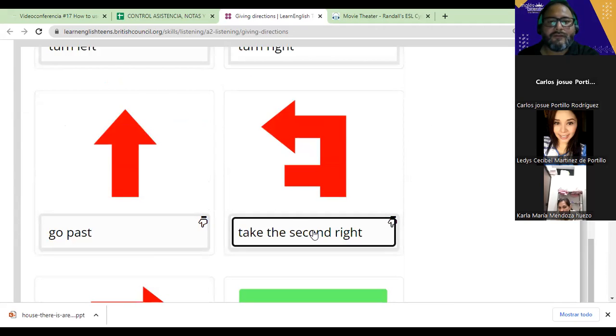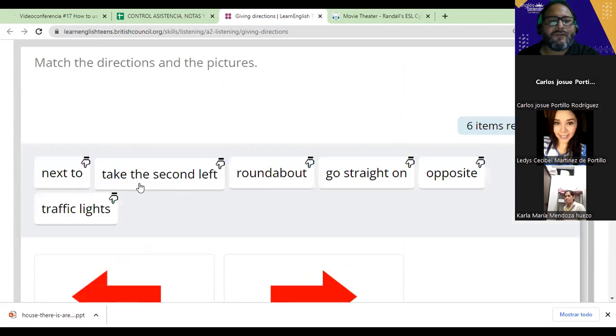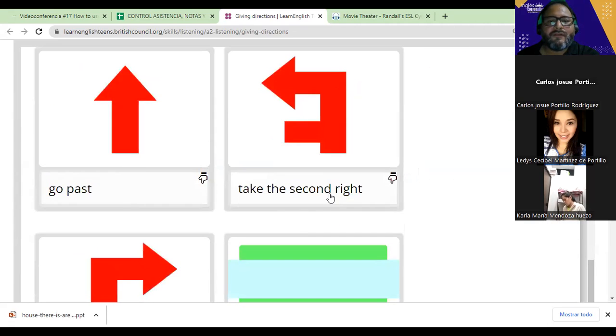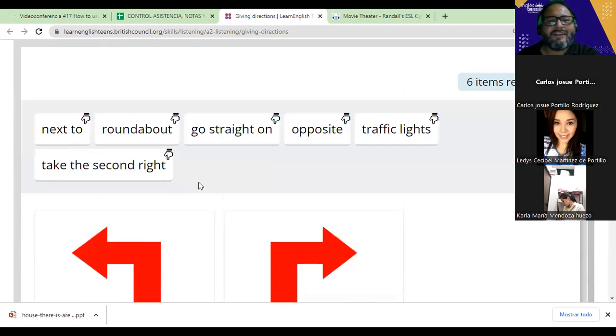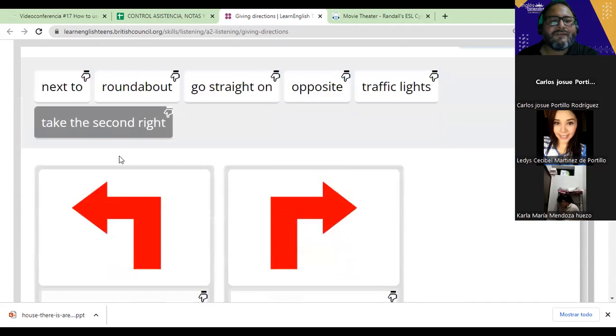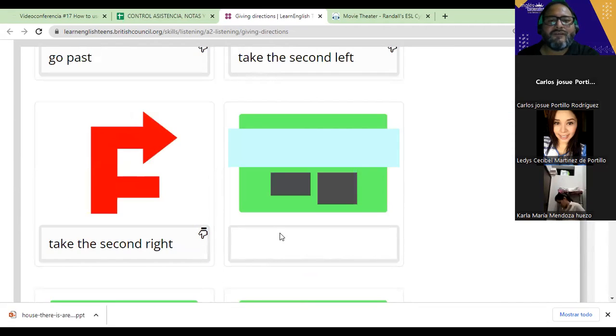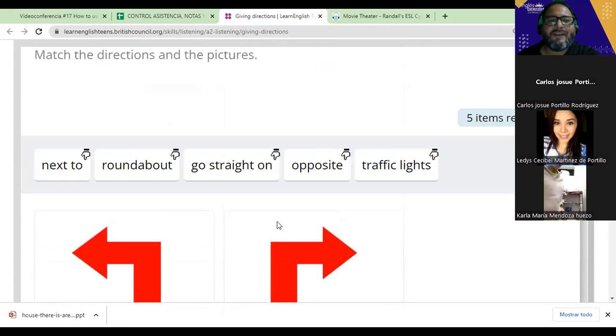This one, take the second left. Left, yes. I'm sorry, I chose right, take the second right. Yeah, that's right. So this one is the one, right? Take the second left. Now, this is the opposite, right? Take the second right. What about this? Let's see the vocabulary: next to, roundabout, go straight on, opposite, or traffic light.